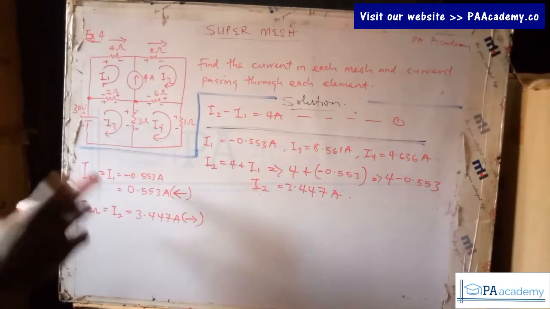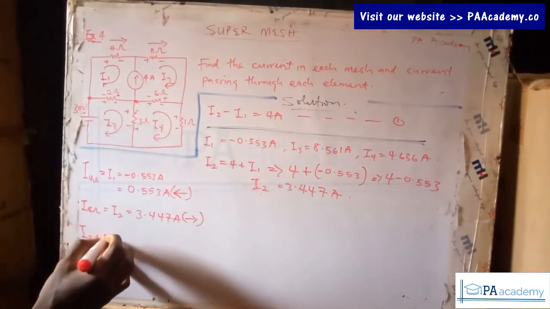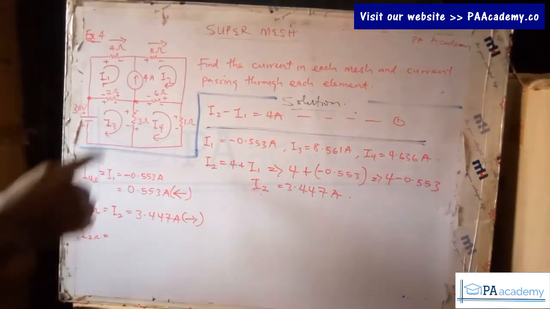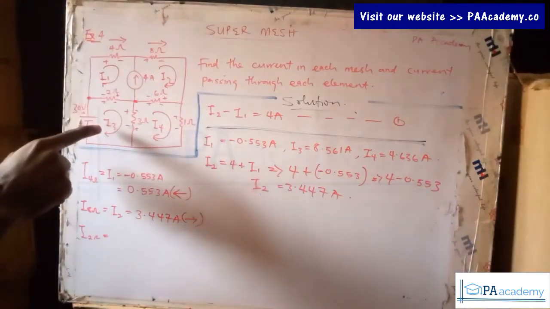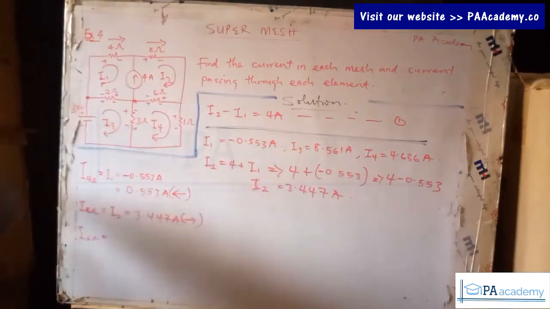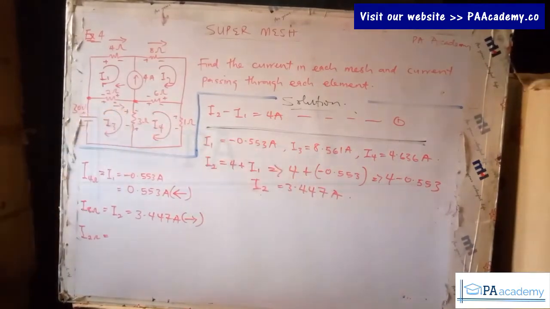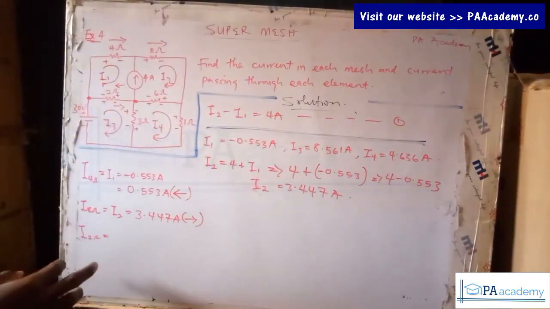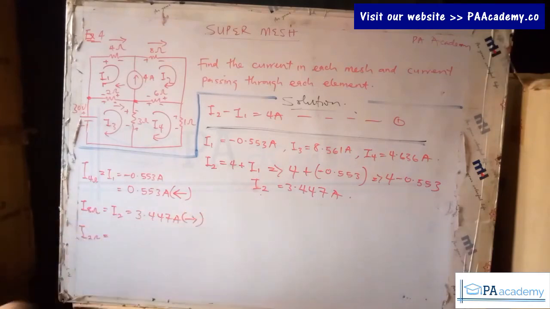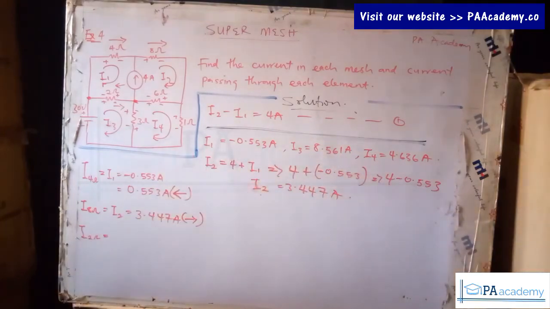Now the next one we want to consider is this 2 ohm resistor, the current flowing in the 2 ohm resistor. If you look at the 2 ohm resistor, there are 2 currents flowing in it. We have I1 flowing, and we also have I3 flowing. I1 is flowing in this direction, and I3 is also flowing in this direction. So for us to get the current flowing through it, let's look at it: this is I3, and this is I1.